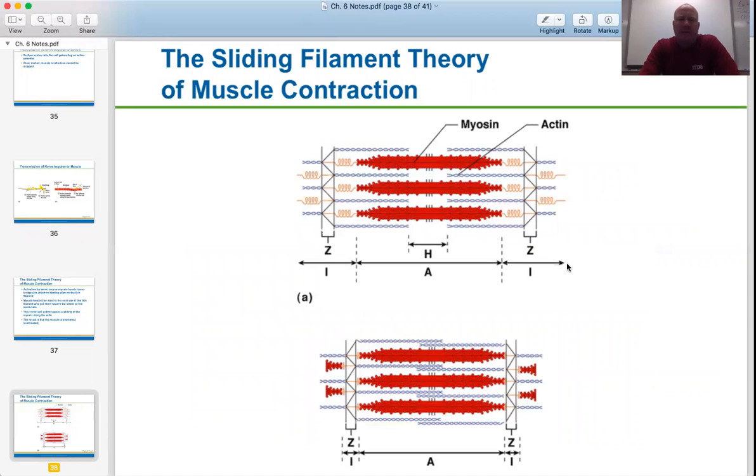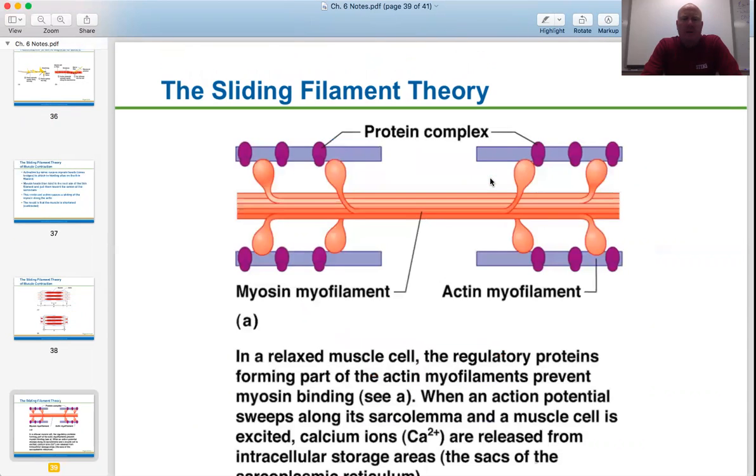So again, here's a picture where you can see that. Here's our Z disc. Here, the myosin is the red thick filament. The actin is the blue thin filament. When the sliding filament theory of muscle contraction occurs, the Z discs shorten, contracting the muscle. We're going to zoom in here now and look at the actual myosin and actin filaments.